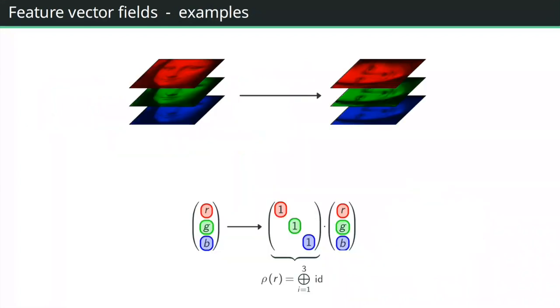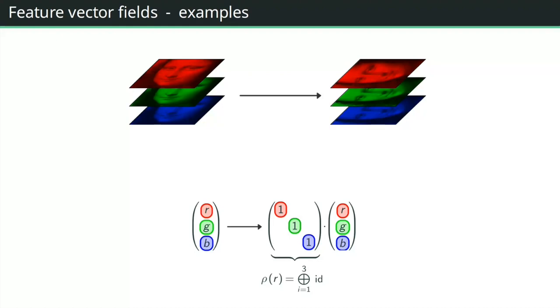Okay, some examples of such stacked feature fields. If you have an RGB image, you have three values at every point. So it's a three-dimensional feature vector field. But geometrically, you should think about it as being three independent scalar fields. Since if you're rotating your RGB image, then each R, G, and B value goes to a new position, but these color channels do not mix into each other. So the representation describing that is a direct sum of three trivial representations, which means we have three scalar fields.